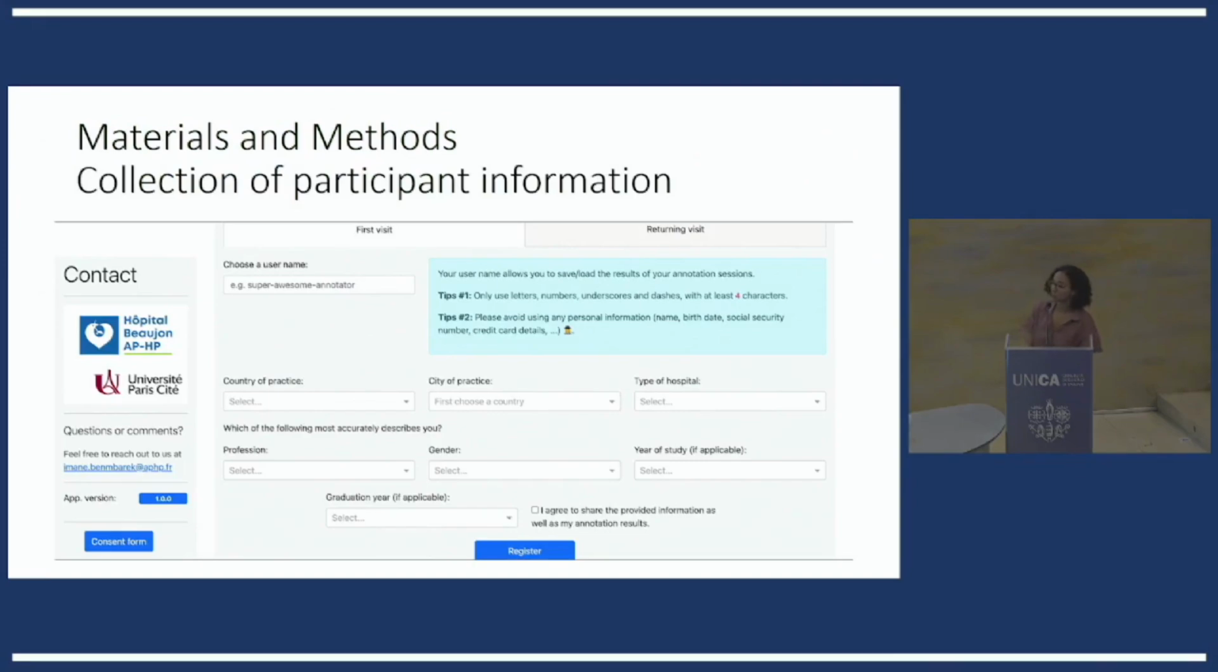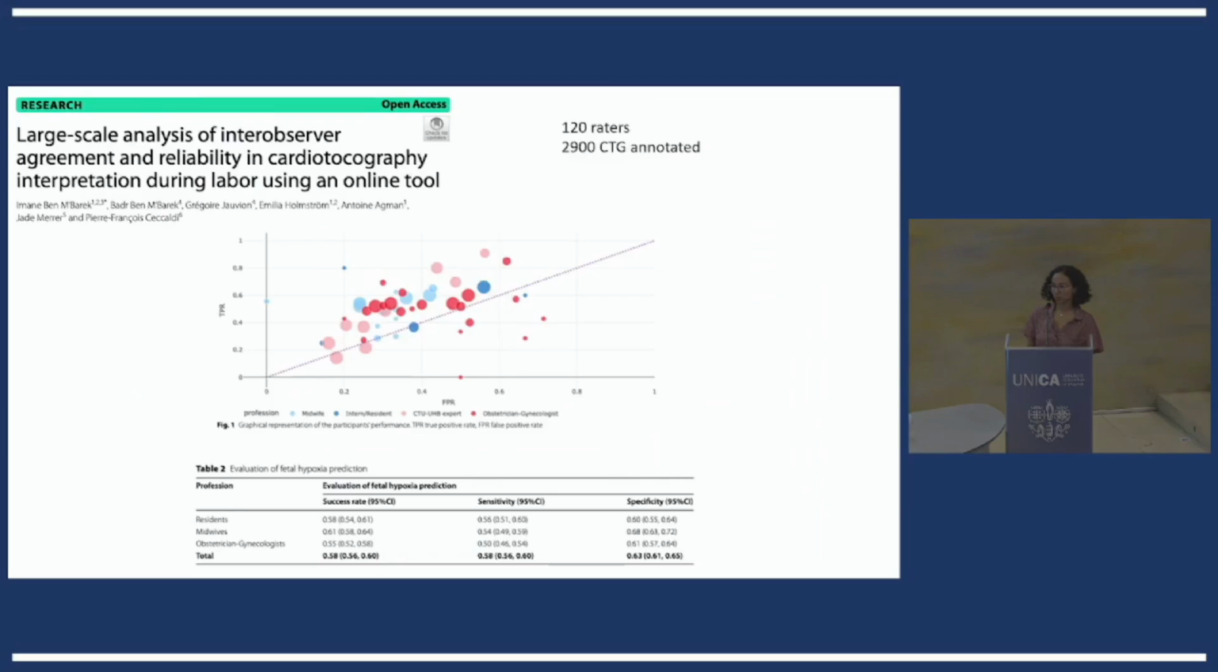So this is the website. We ask people to fill in some information: their country of practice, their city of practice, whether they practice in a university or non-university hospital, their profession. We send this email to student midwives, residents, obstetricians and midwives. We ask for gender, and we ask for year of study or graduation if applicable. So we've already validated this web tool.